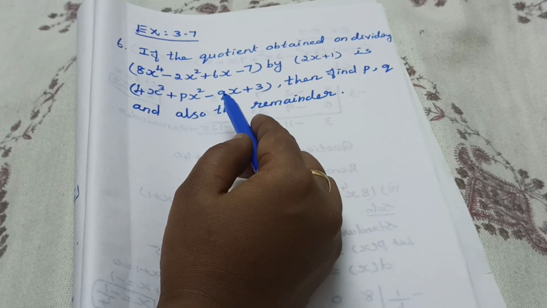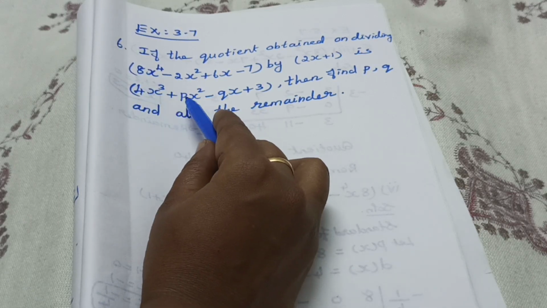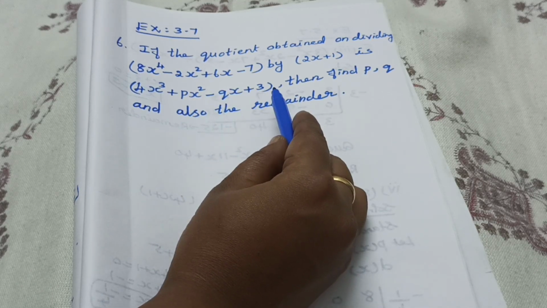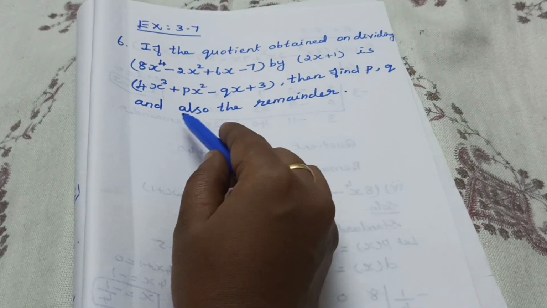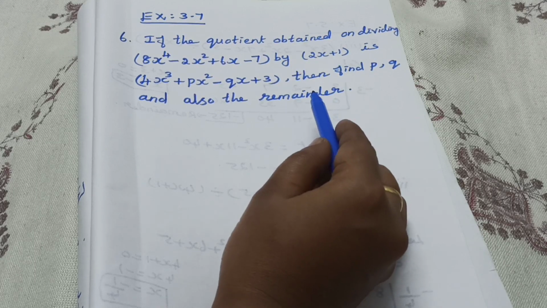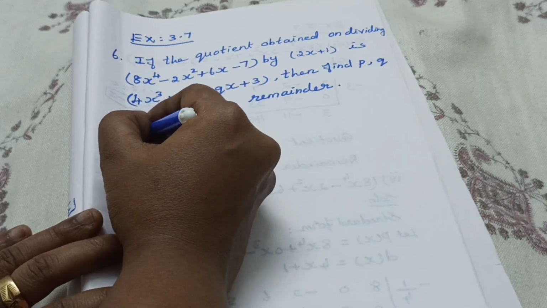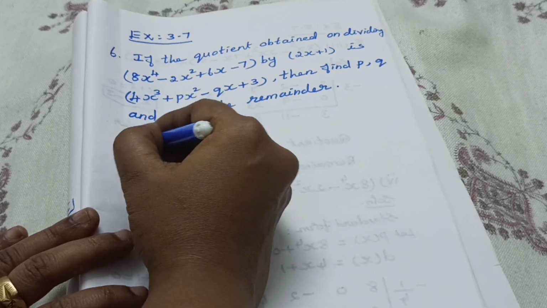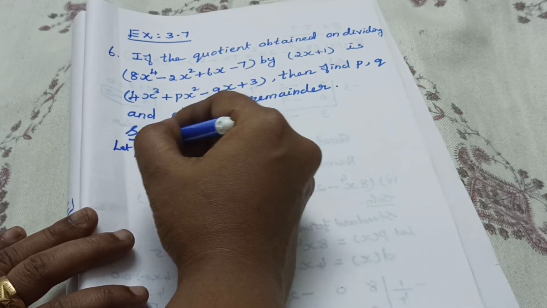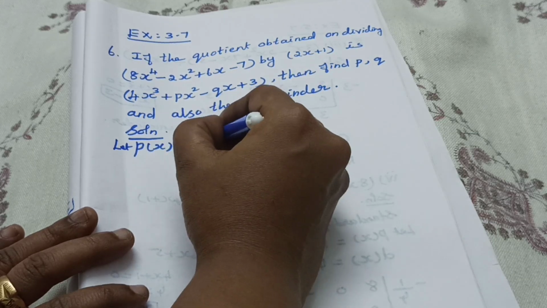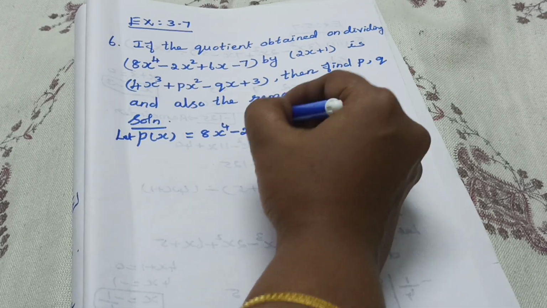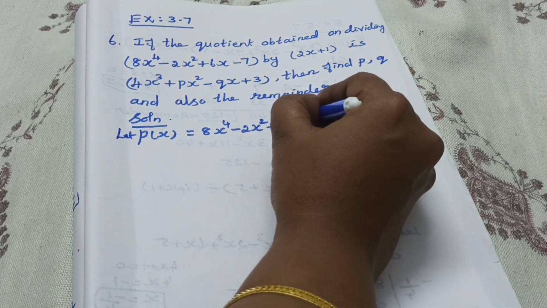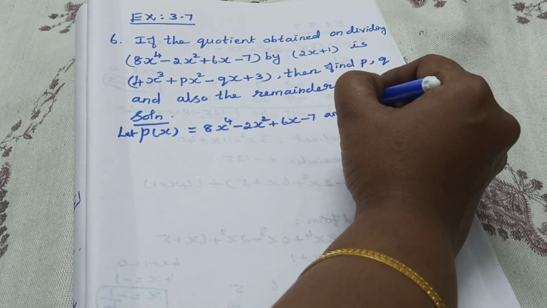Okay, what's the quotient? It is 4x cube plus px square minus qx plus 3. That quotient is given. Then find the p and q values, and we should also find the remainder. Okay, solution. First we have to take, let p of x is equal to 8x power 4 minus 2x square plus 6x minus 7.